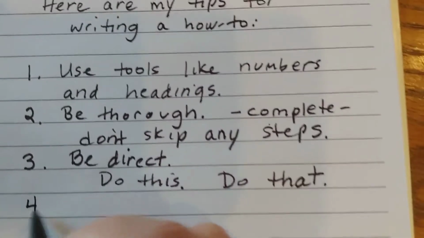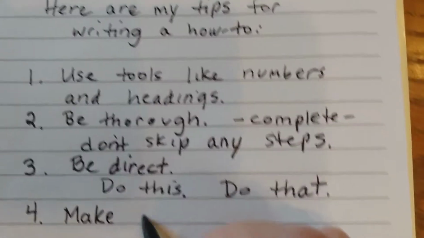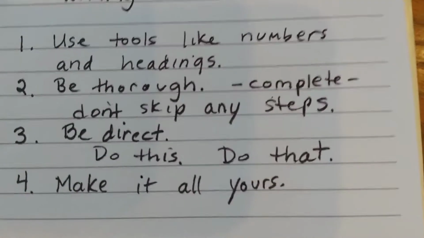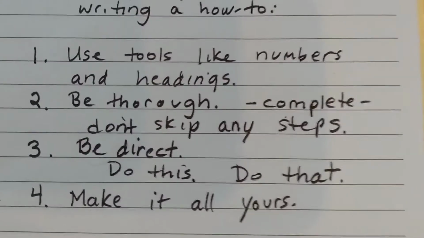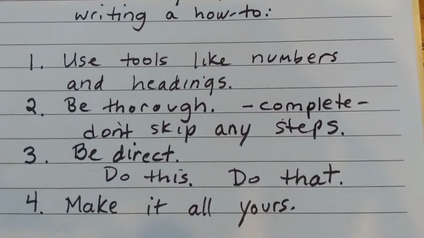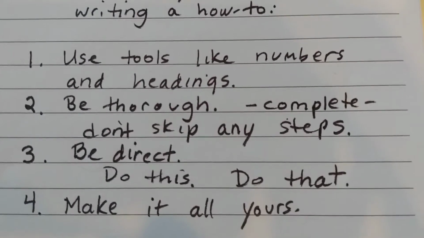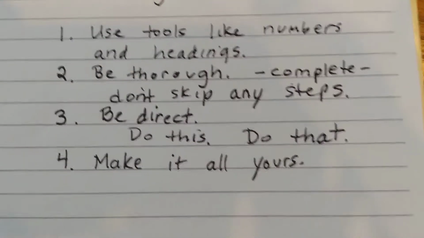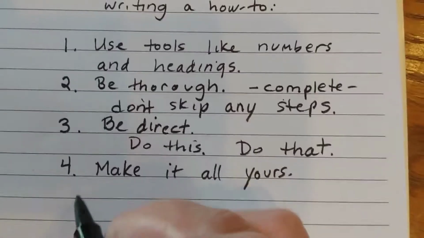For me, number 4 of how to write a how-to would be make it all yours. There's a reason that you're the expert here. You're the one writing the how-to. So really give your details, your specific tips. For an example, let's say you're writing a how-to about making oatmeal with your mom. If you love to put a little swirl of maple syrup and raisins on your oatmeal, then be sure to include that, because that's what makes the oatmeal yours. And that's what makes this your how-to and no one else's, which is really exciting.